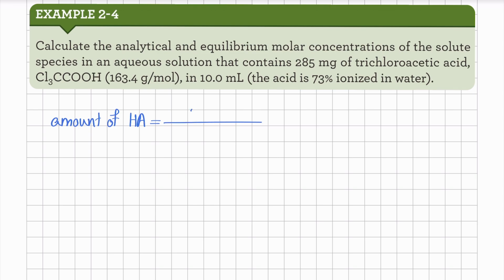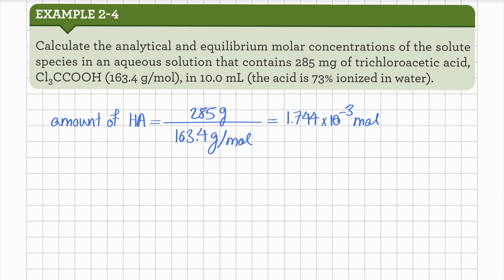We can say 285 milligrams divided by 163.4 grams per mole is going to give us the moles of the acid, which is 1.744 times 10 to the power of minus 3 mole.